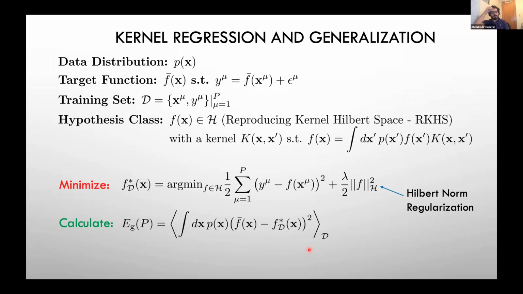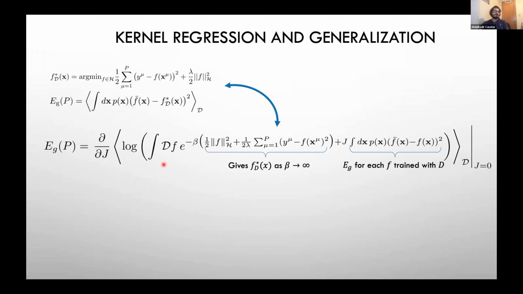But this is a hard calculation to do because I don't know how to get an analytic expression for f star D given any random data set. So instead, I will just state that this problem is completely equivalent to calculating this functional integral. Why? Well, this exponential will concentrate, as beta goes to infinity, to the minimizer of this problem. And here I also put my generalization error so that when I take the derivative, I will be able to calculate it. It's just convenient to calculate Gaussian integrals rather than doing more abstract stuff. Okay, fine.